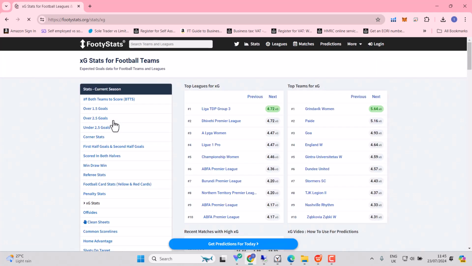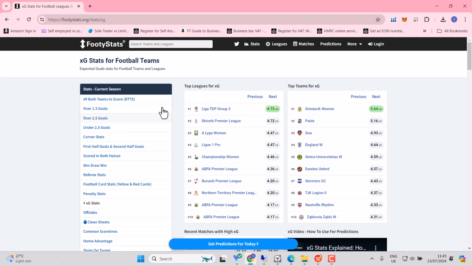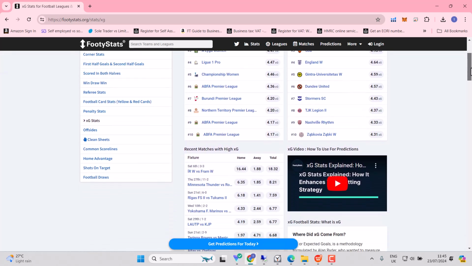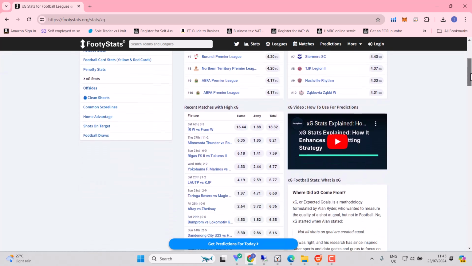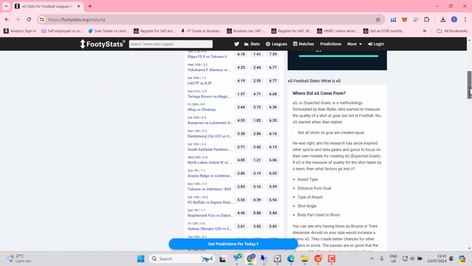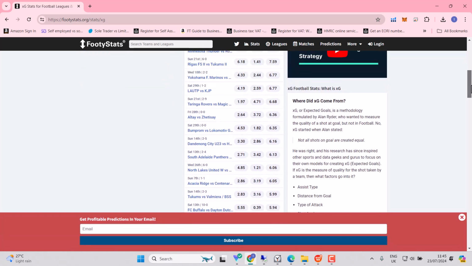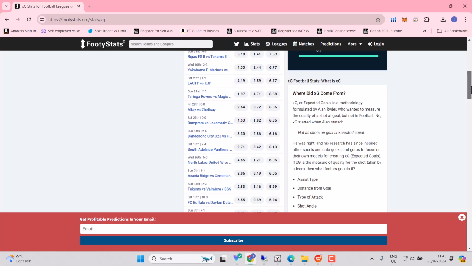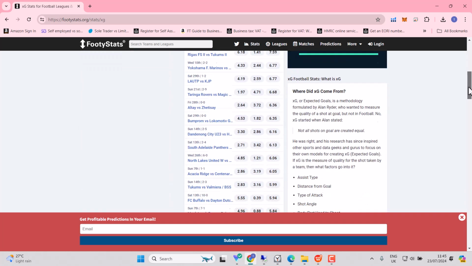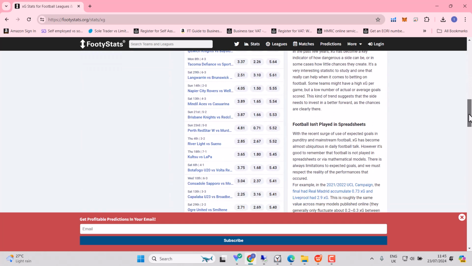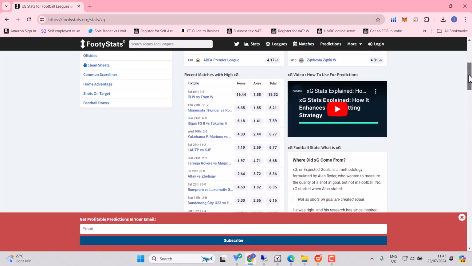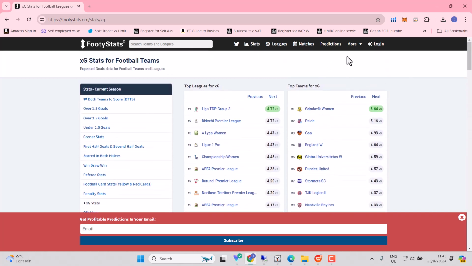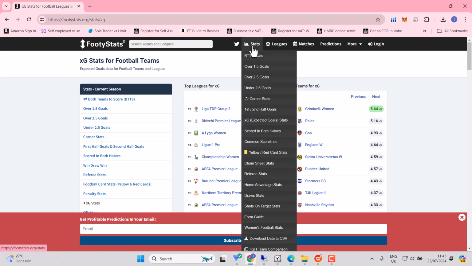Expected goals. I'm not a big fan of the expected goals ratio. I don't find it useful at all. I've done 10 years of trading without using XG. I find zero benefit for it personally, and I'm not too keen to look into it. But if you are, the XG explanation here is brilliant. This website has loads and loads and loads of stats.